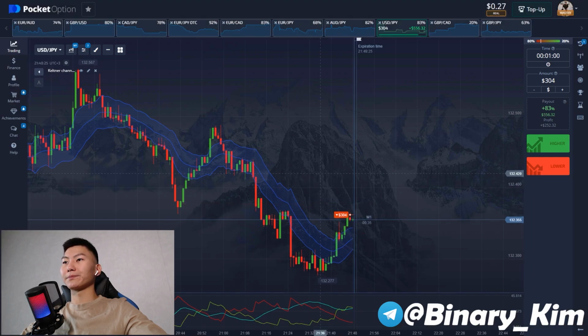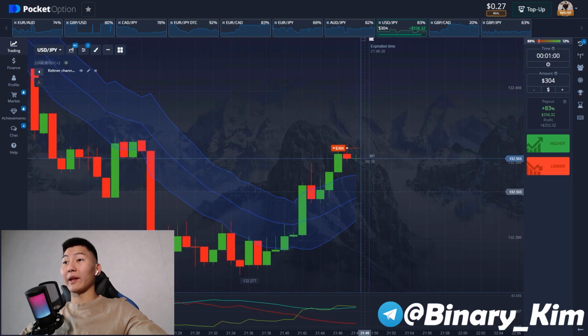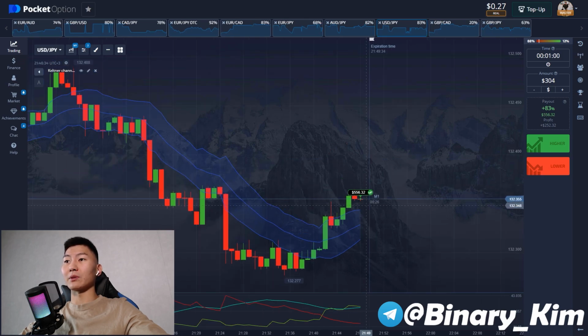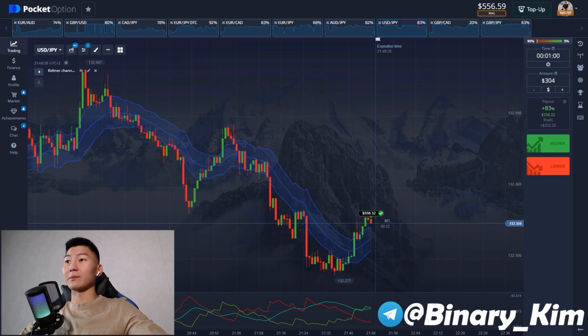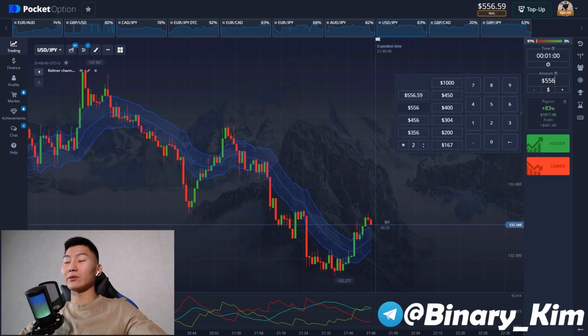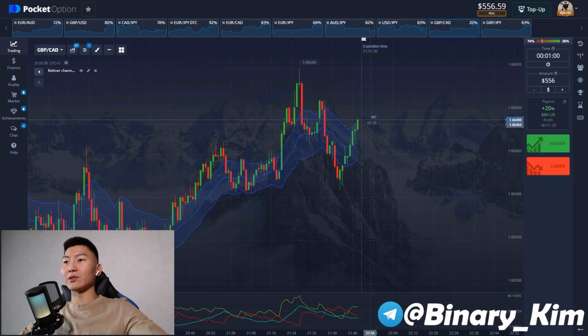And yep, look at the inception of the red candle here. There are several seconds left before the closing. And yep, our position has been closed in profits. There are $556 on the balance. Everything is pretty simple, as you can see. I hope you already understood the principle.